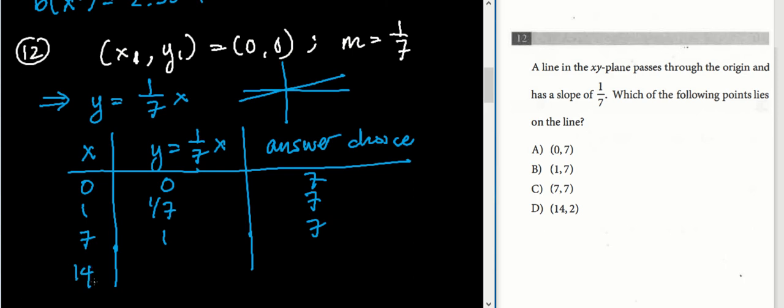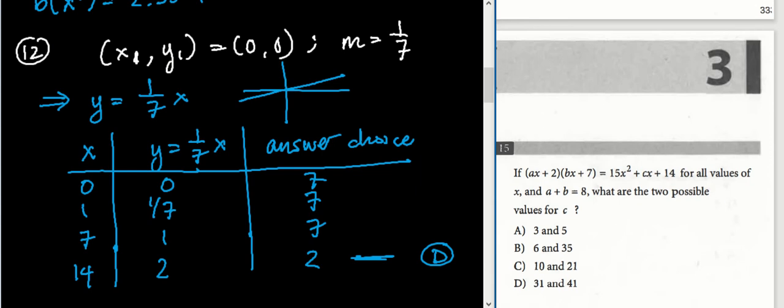So let's see, we plug in 14. 1 over 7 times 14 is 2, which does in fact equal 2. So the only answer choice that works is D. The only location where our table matches up corresponds to answer choice D. So that's our answer over here.